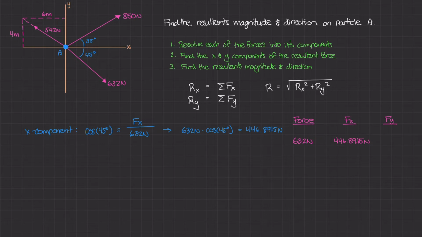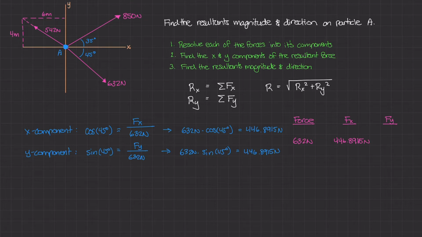So I can say the y component is going to be, well, sine of 45 degrees is equal to F_y over 632 newtons. If I rewrite this out, it's going to be 632 newtons times the sine of 45 degrees, and this is also going to be 446.8915 newtons. That makes sense, right? Because if this force is acting at a 45-degree angle, we know that the x component and the y component are going to be the same. So that matches up here, which is good.